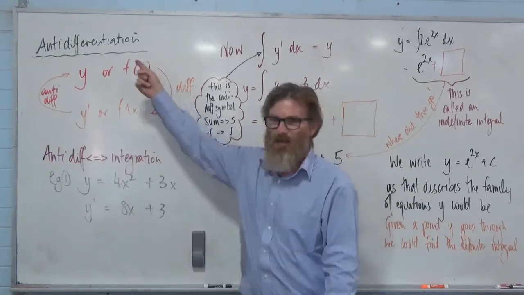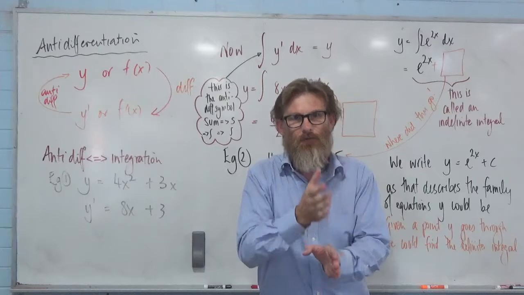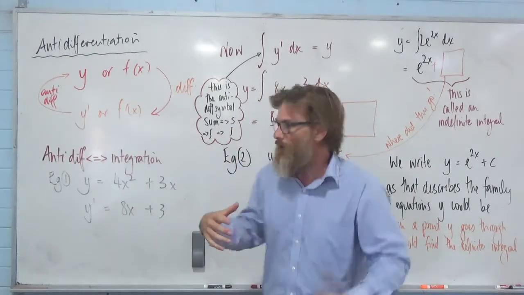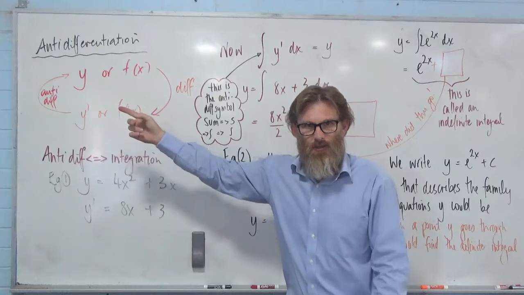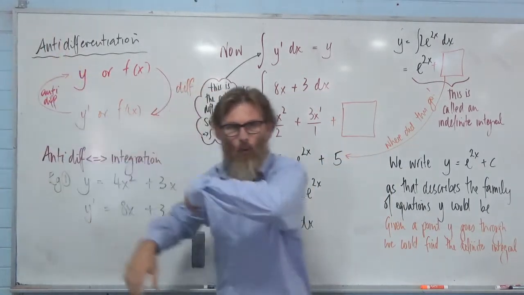We're into this stuff, anti-differentiation. Where we are at the moment is the fact that we've finished the differentiation stuff. Now we move into the opposite of differentiation. So anti-differentiation is kind of simple because it's just differentiation the other way.